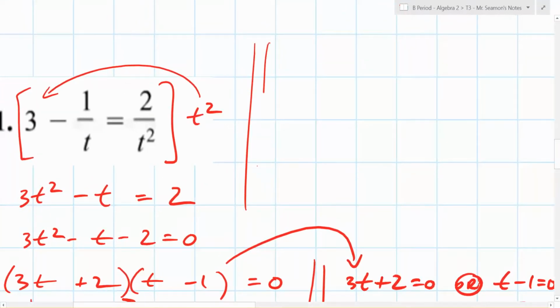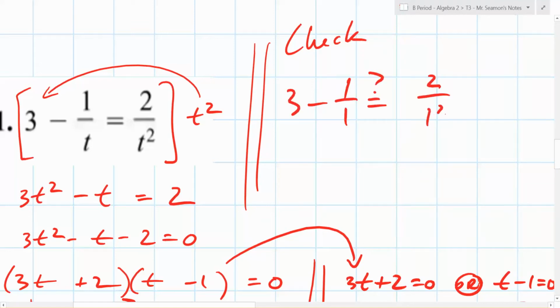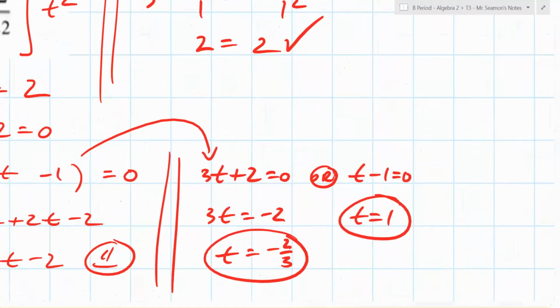And you do both sides. So if we check this, does 3 minus 1 over 1 equal 2 over 1 squared? Does 2 equal 2? It does. So this checks. It's number 11.